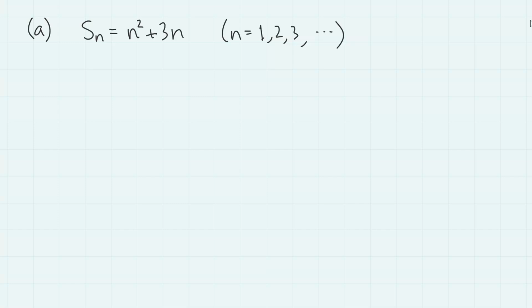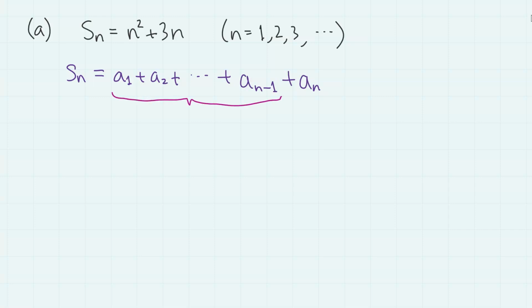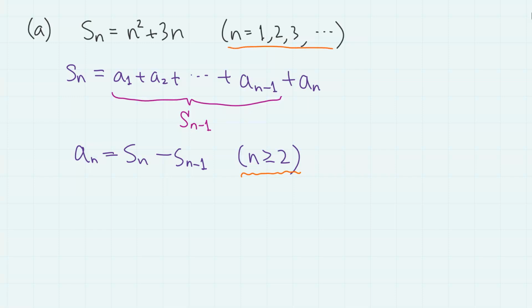The trick is simple. The partial sum Sn is a1 plus a2 plus so on plus an-1 plus the last term an. Here, the sum of the first n-1 terms can be written as Sn-1, and this means that an is Sn minus Sn-1. Here, n is greater than or equal to 2 because these Sn's are only defined for natural numbers n, so Sn-1 cannot be defined when n equals 1. This will become important later, but for now, let us actually apply this formula to our given Sn.